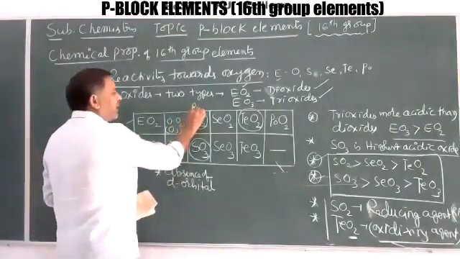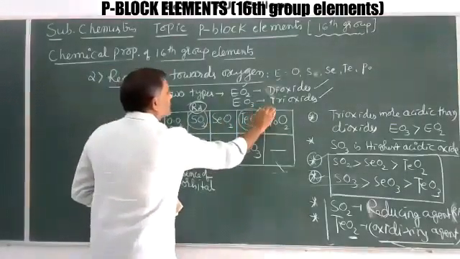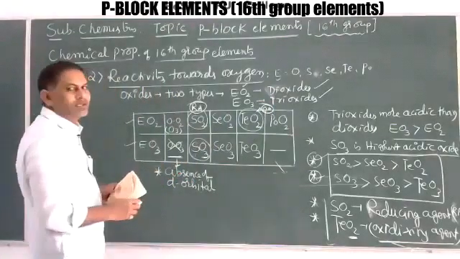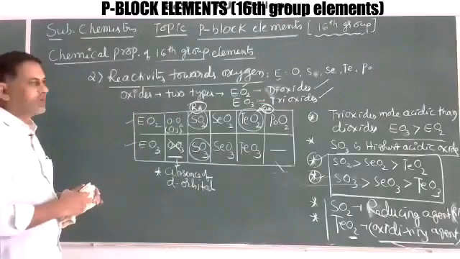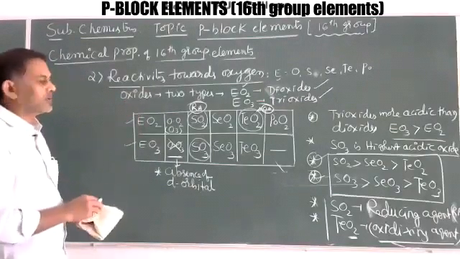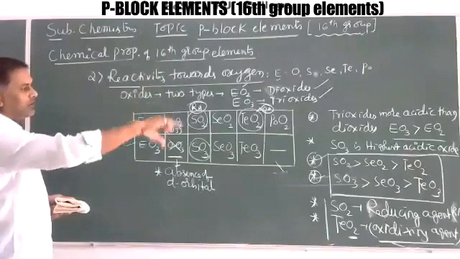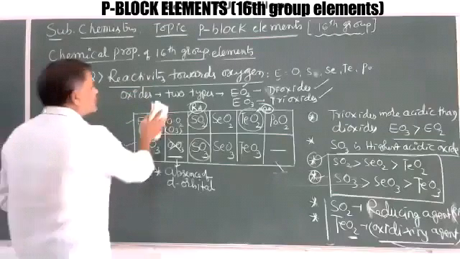Now SO2 acts as a RA, reducing agent. TeO2 acts as an OA, oxidizing agent. These are some important points about oxides of 16th group elements, that is, reactivity towards oxygen. The table is very, very important. Better you take rough notes about reactivity towards oxygen.